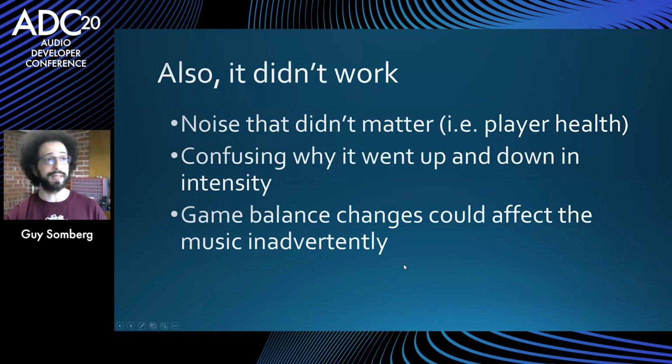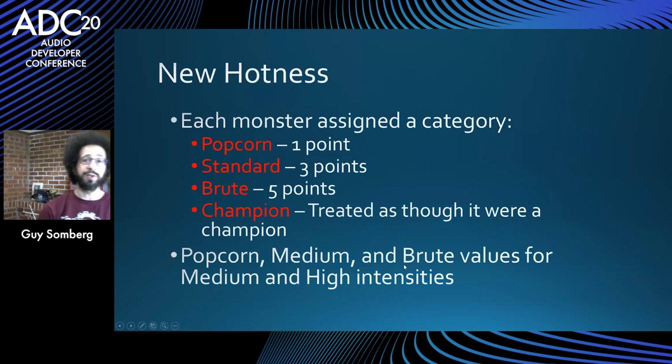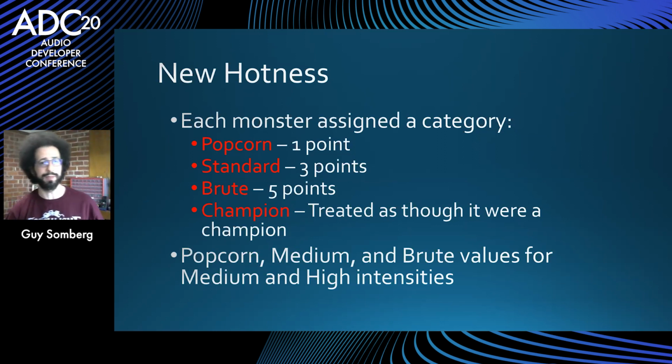All right, so let's dive into what the new hotness was. What we did is, again, we found the monsters in a radius and we assigned each monster, instead of a drama value, we just assigned it a category. It was either a popcorn monster that could be killed very quickly, a standard monster that you kind of have to fight, a brute that is more scary, or a champion, which had special rules. I'll talk about champion rules in a little bit. But basically, popcorn, standard, and brute are the standard designations.